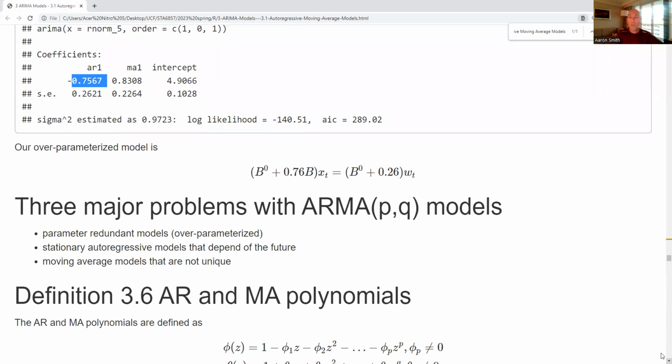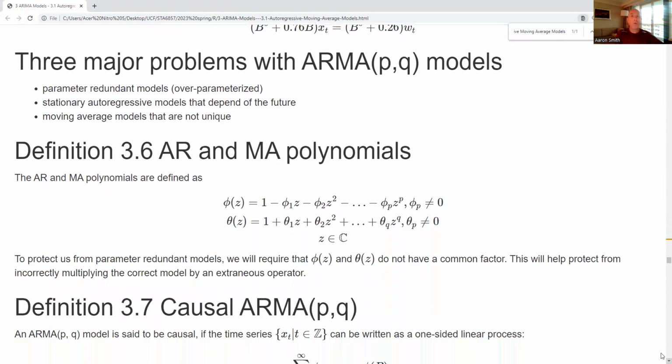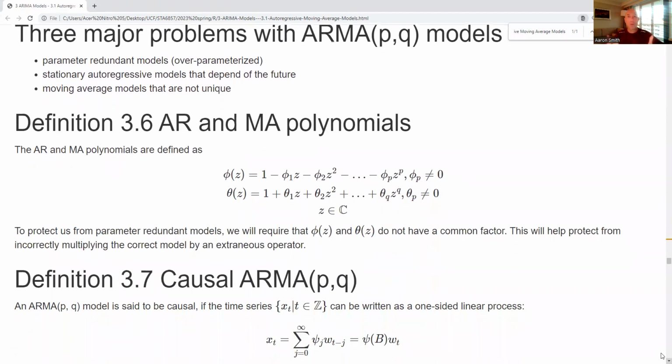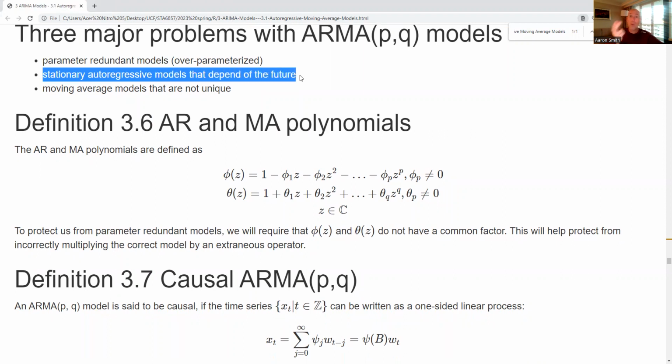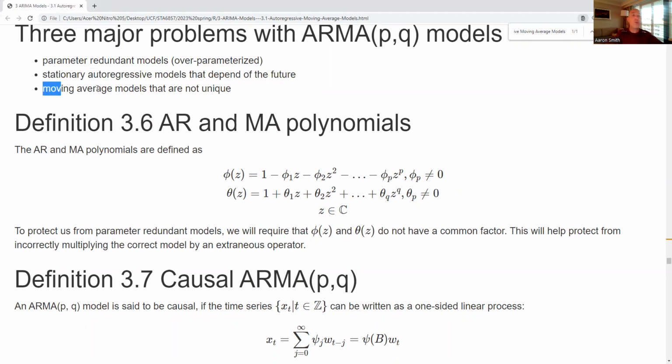All right, so there are three major problems when we're doing ARIMA models. There are three major pitfalls that we need to avoid. So we can have redundant models, over-parameterization, that is, like we just looked at. We can have stationary autoregressive models that depend on future values. We talked about that in a previous video. And we can have a situation where the moving average is not unique. We talked about that in the moving average video.